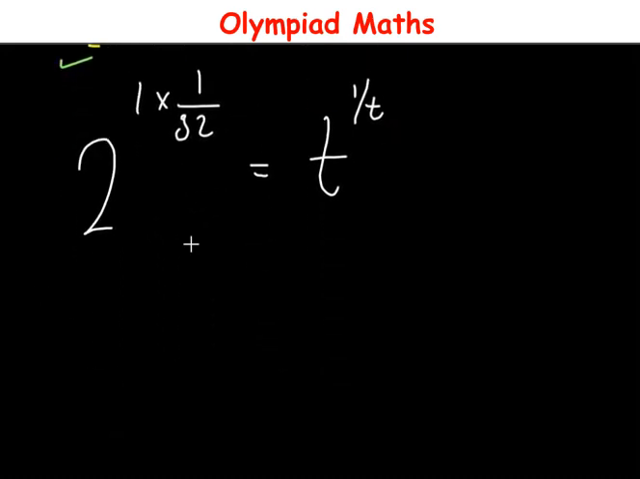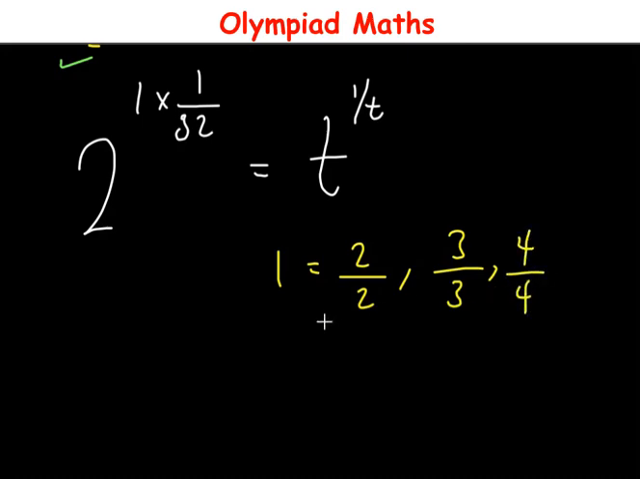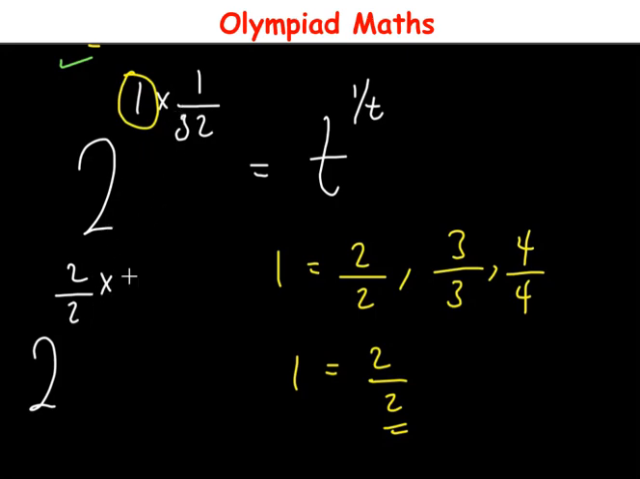Now, if you do so, we're going to make use of a concept called equivalent fraction. Now, the concept is this. You see, 1 can be written as 2 over 2, because 2 divided by 2, you have 1. It can be written as 3 over 3, as 4 over 4. Okay, now in this case, instead of writing down 1, we're going to replace this 1 right here with 2 over 2, such that what we then have is 2 raised to power, this one becomes 2 over 2, then we have times 1 over 32 is equal to t raised to power 1 over t.